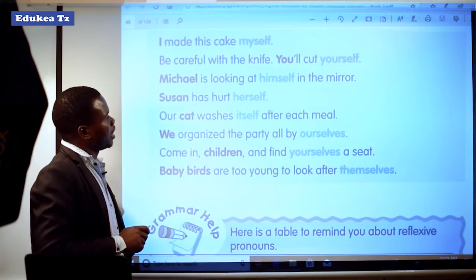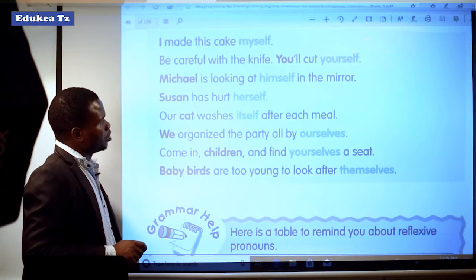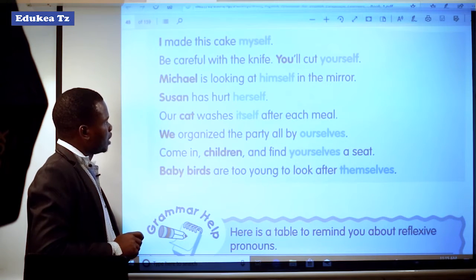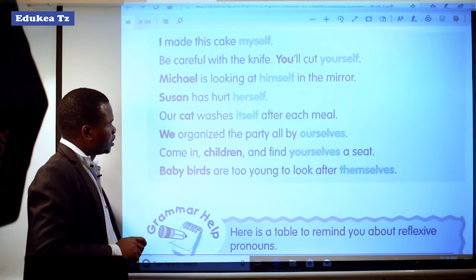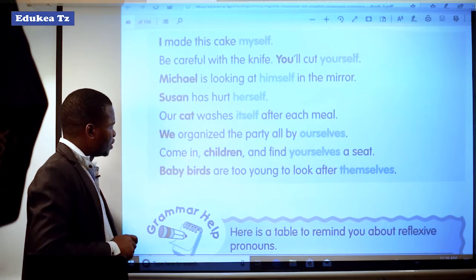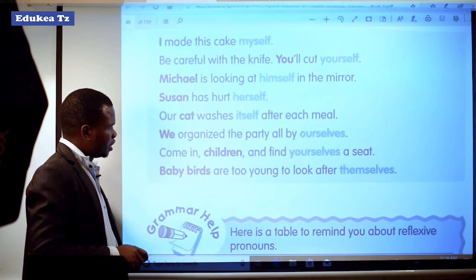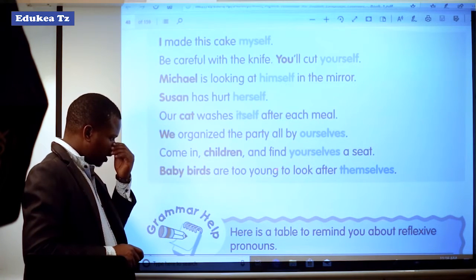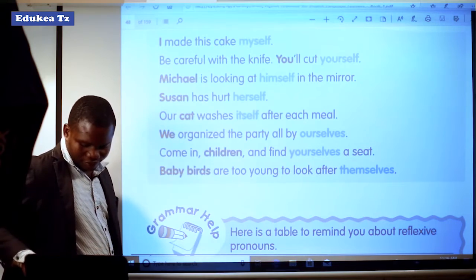Be careful with the knife. You will cut yourself. Michael is looking at himself in the mirror. Susan has hurt herself. Our cat washes itself after each meal. We organize the party all by ourselves. Come in, children, and find yourselves a seat. Birds are too young to look after themselves.